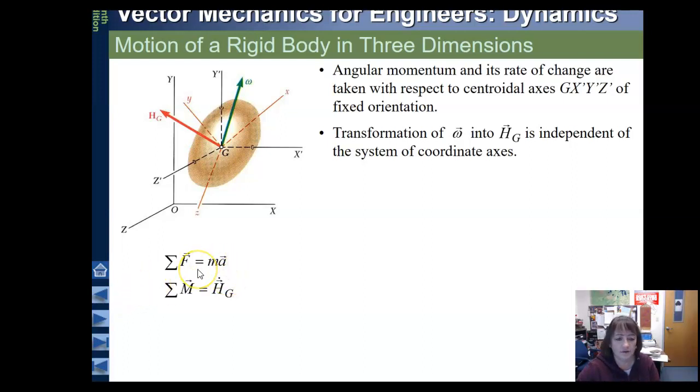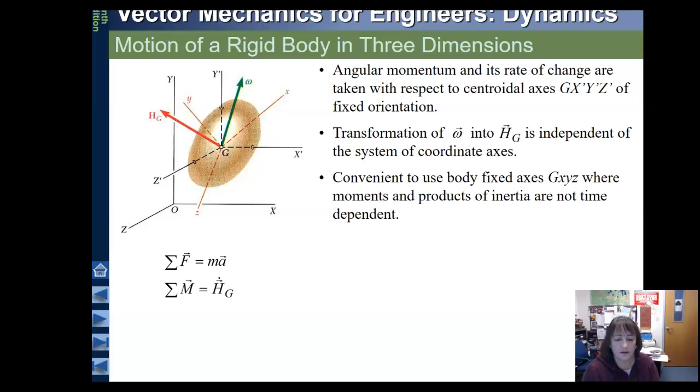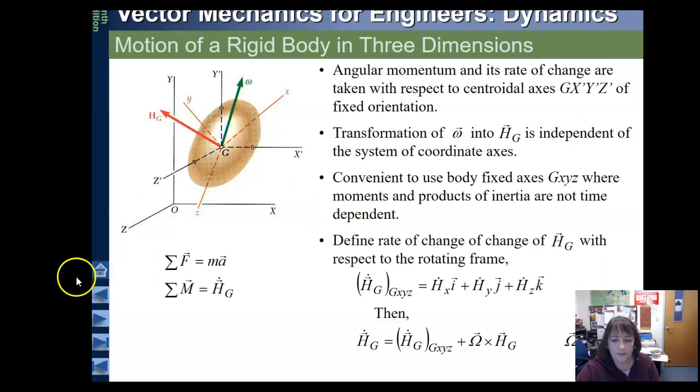In the same way that the summation of forces is equal to mass times acceleration, the summation of moments is equal to the rate of change of angular momentum when it's about the center of gravity, or the center of mass. So it's convenient to use fixed body axes, which would be G, X, Y, Z, where the moments and the products of inertia are not time dependent. And when we look at it that way, we can define the rate of change of angular momentum by breaking it into those 3-dimensional vectors.